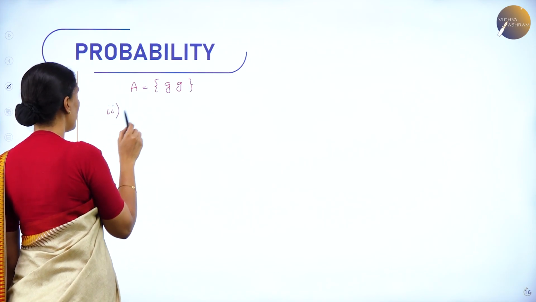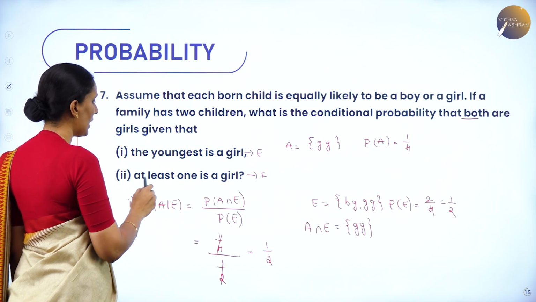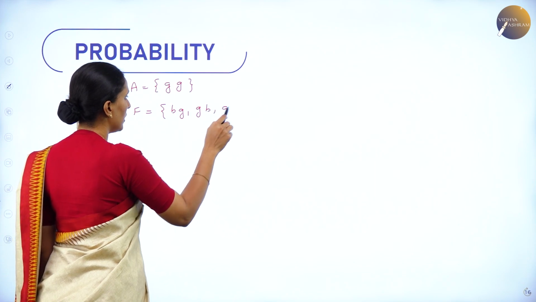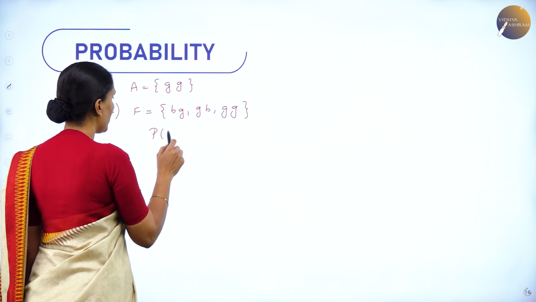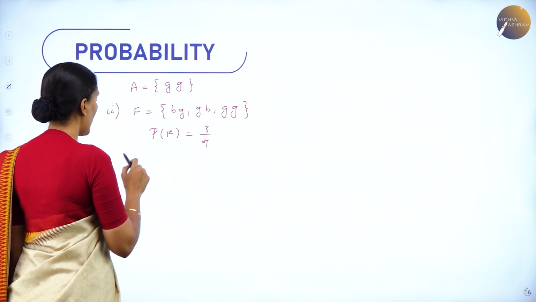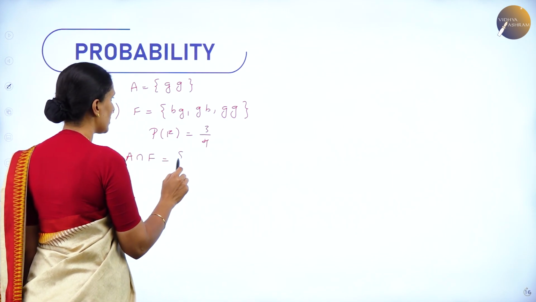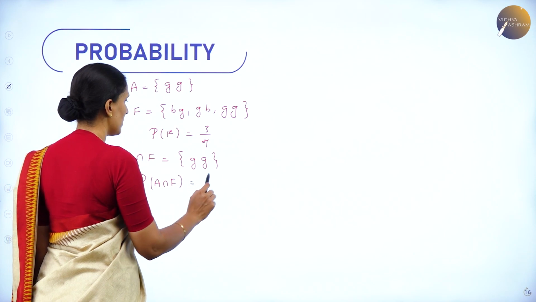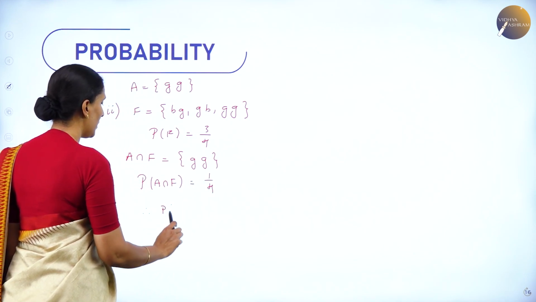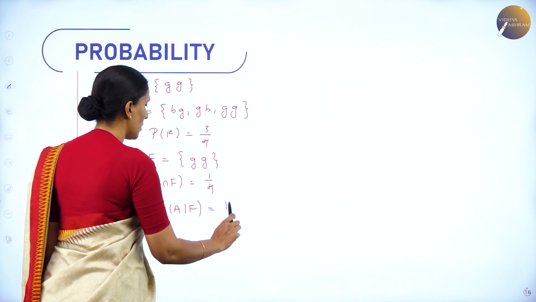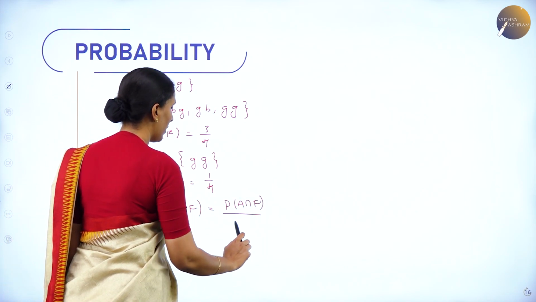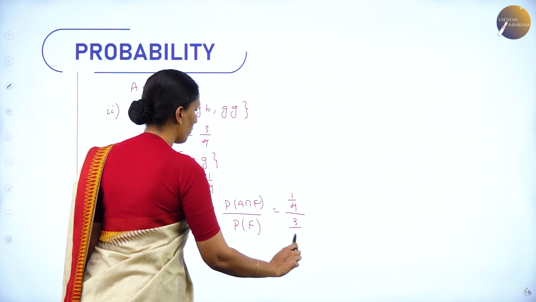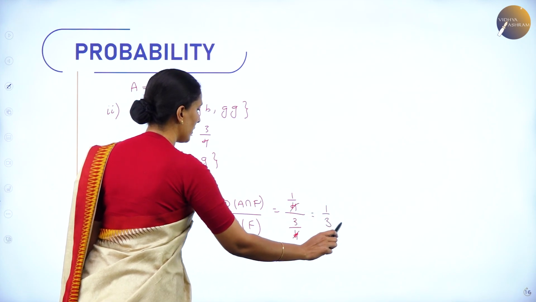Now for the second one, let me consider this as F. F says at least one is a girl. So therefore it has to be boy, girl, girl, boy, girl, girl. So clearly probability of F is 3 by 4 and A intersection F is only girl, girl. So obviously probability of A intersection F is 1 by 4. So therefore probability of A given F has occurred is probability of A intersection F divided by probability of F, which is 1 by 4 by 3 by 4, which is equal to 1 by 3.